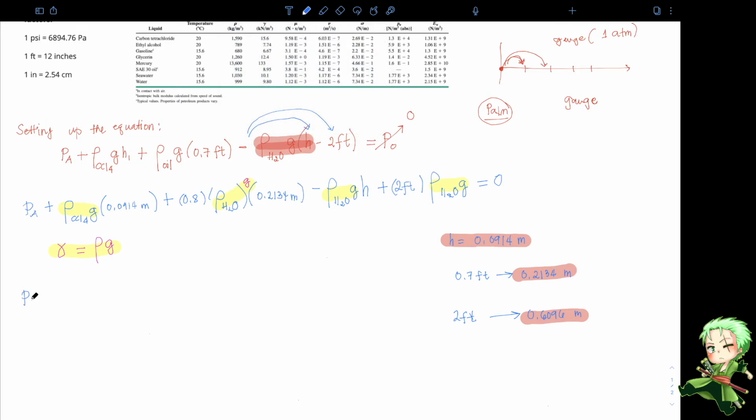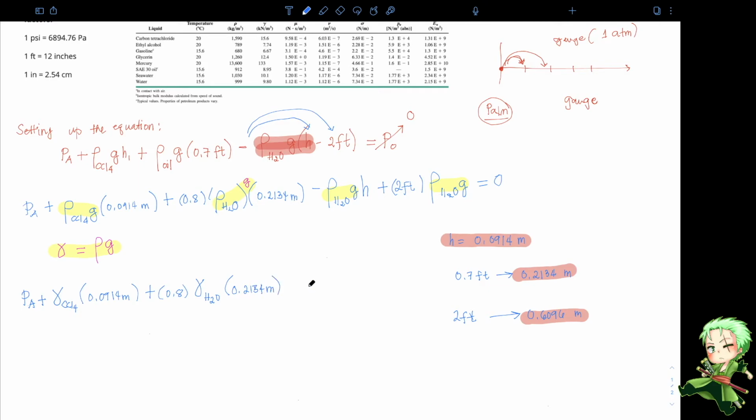So I should have PA. And then this term here, rho times g, is the density of carbon tetrachloride times g, so that will be the specific weight of carbon tetrachloride, multiplied by 0.0914 meters. And then after that you add 0.8, and then the density of water times g is also the specific weight of water. So simplify that, multiplied by 0.2134 meters.